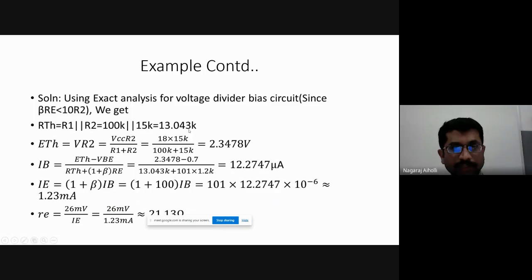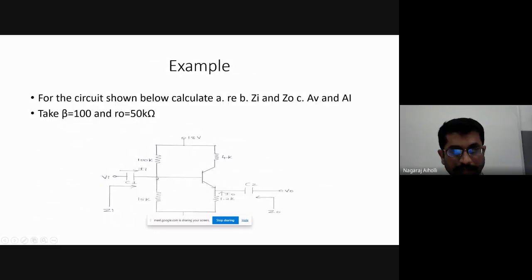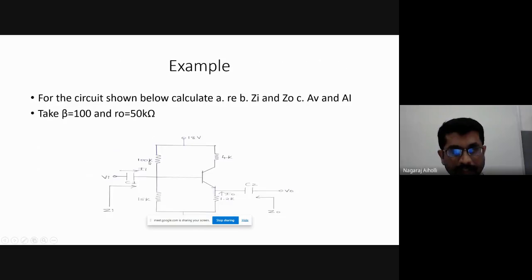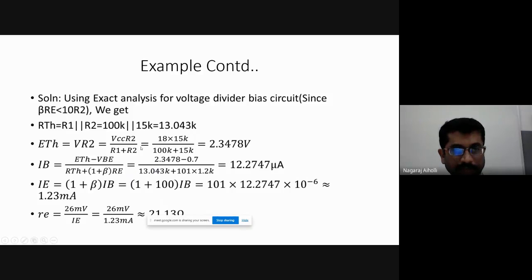This will be 13.043 kilo ohms. Similarly, Thevenin voltage ETH is the voltage that is present here at this junction. ETH is equal to VR2, that is, according to the voltage divider rule, VCC into R2 divided by R1 plus R2. That is V Thevenin. Substitute the values. VCC is given 18 into 15K divided by 100K plus 15K. This will be 2.3478 volts.